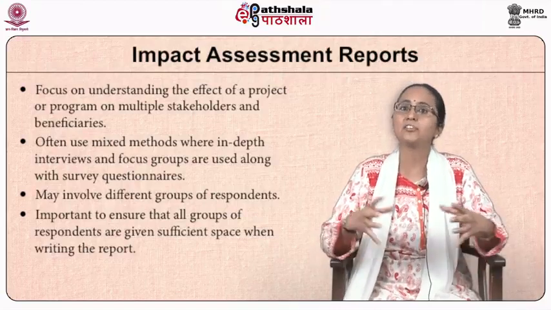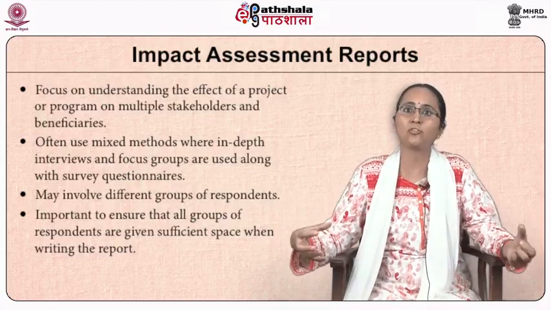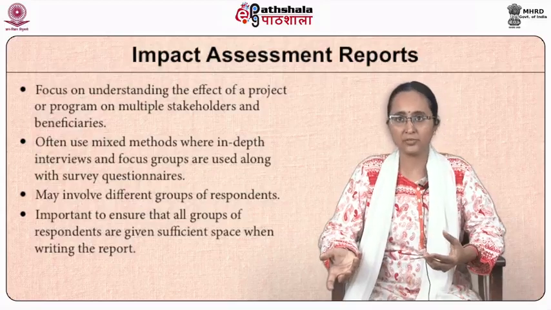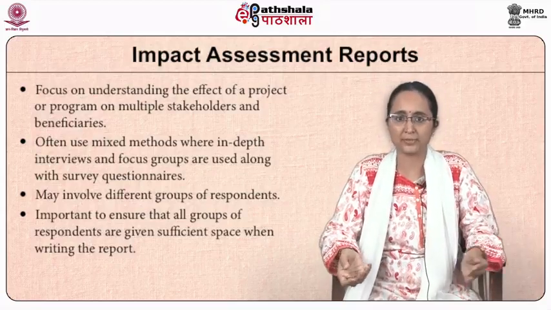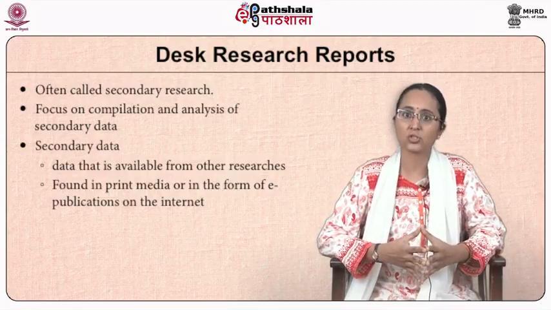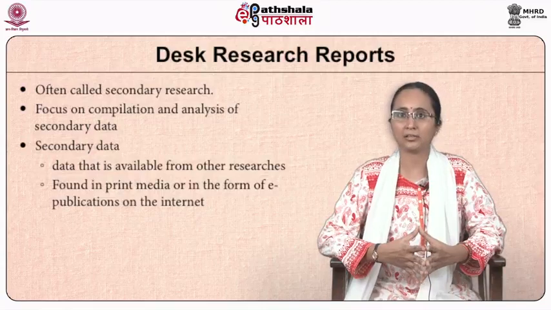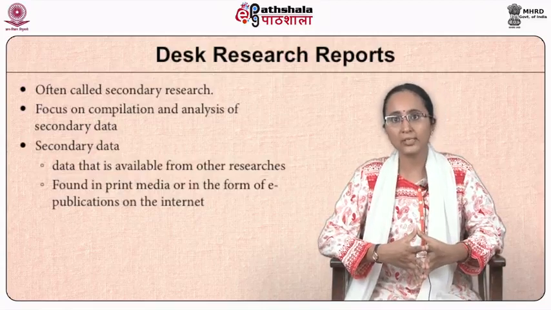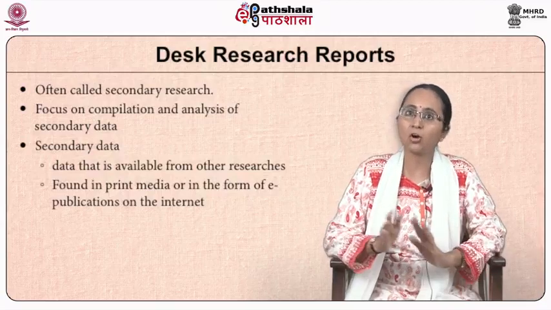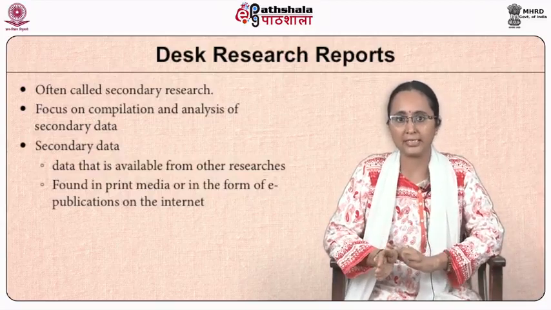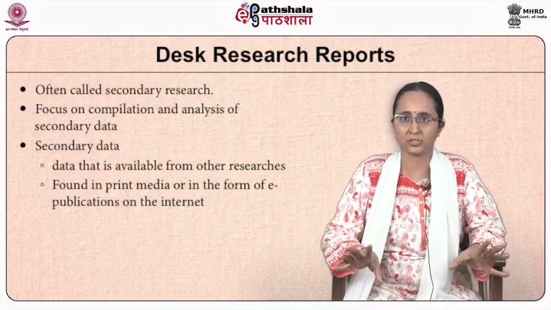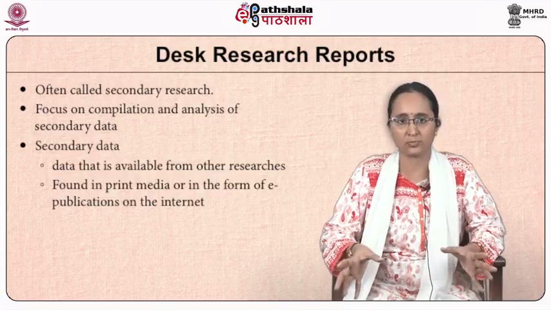When you write it up, you could have different chapters for each group of respondents. So, you would have separate chapters on direct beneficiaries and other stakeholders. The next point is the desktop research. This is basically secondary data that you are looking at, data that's already existing, data that is found in print media or on the internet, and you would analyze this. So, that's a desktop research. It's also known as a secondary research report.